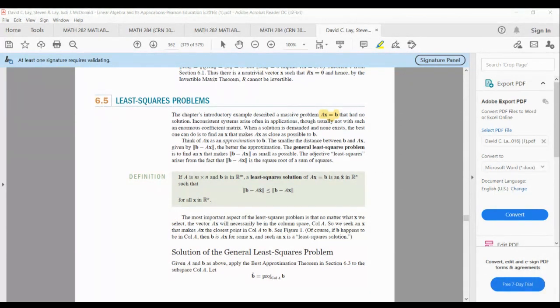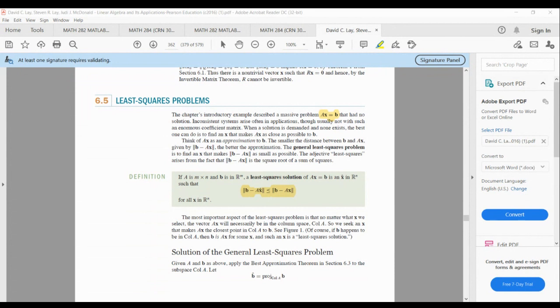Well, if we can't solve that system of equations, Ax equals b, what we can do is try to find the approximate solution, vector x hat, such that the distance, so to speak, between the vector b and A times x hat is smaller than the distance between the vector b and A times any other vector x. Okay, and we call that vector x hat our least squares solution.